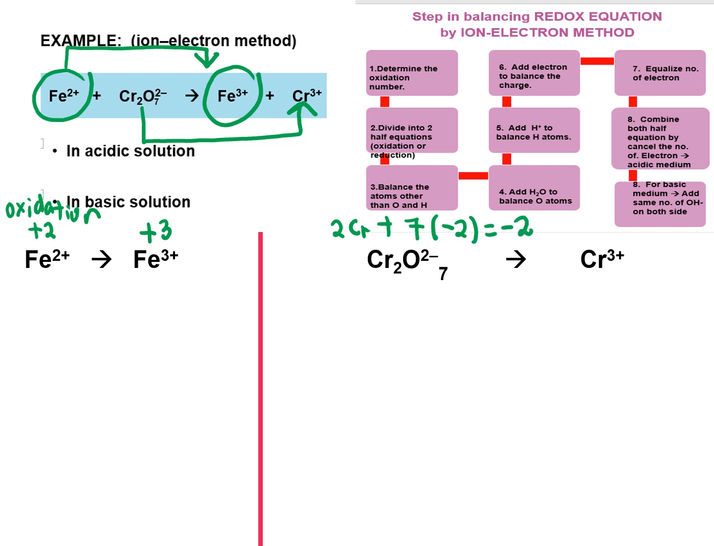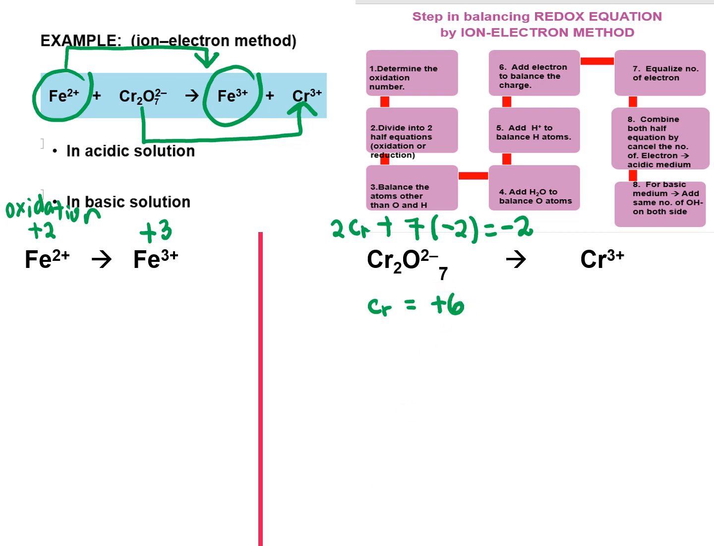You already learned this kind of calculation during SPM. So, when you total up, you will get the Cr equals positive 6. How to calculate? Like this. 7 multiplied by negative 2 is negative 14. So, bring it to the right side, it becomes negative 2 plus 14, and you will get positive 12. Divide by 2. So, you will get positive 6 for the chromium.